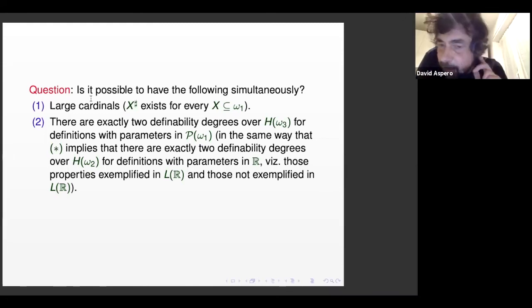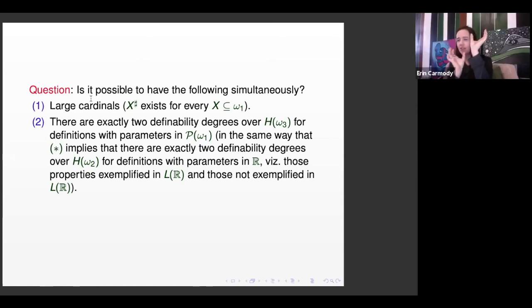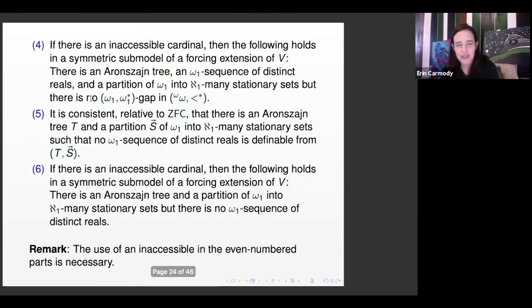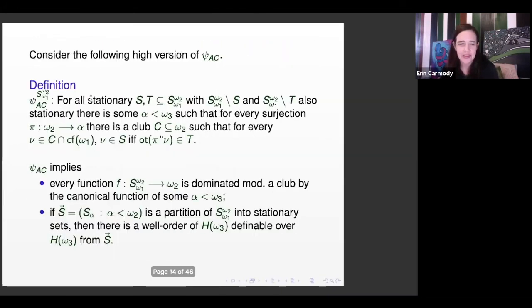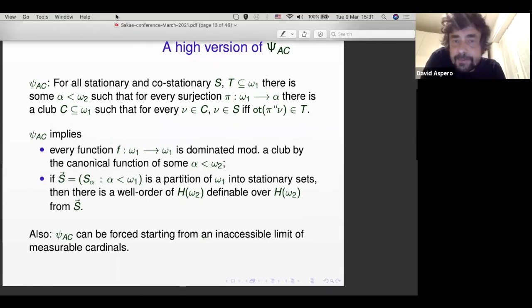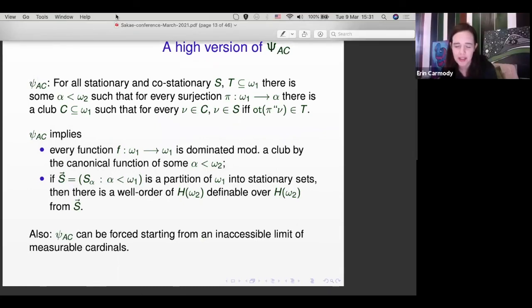Sorry, what is the axiom of? The phi, I think it was phi of AC, towards the beginning. Yeah, this here. Is it saying something about if two sets are stationary and co-stationary, then there's a relationship between them, and what does the axiom of choice have to do with it?